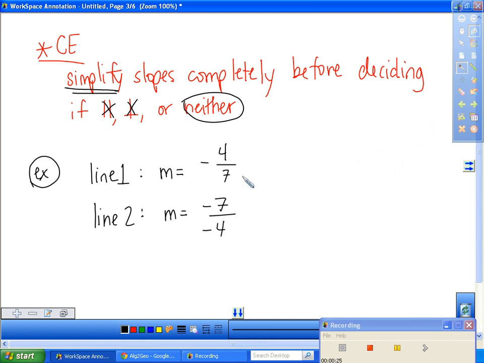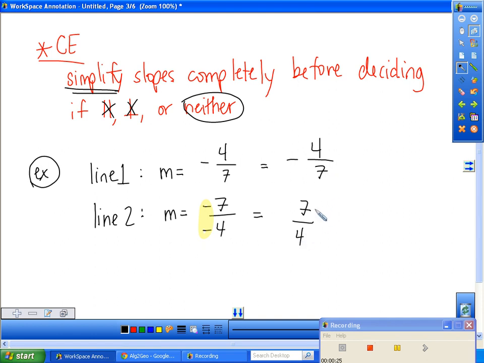We forgot to simplify. If we simplify, line 1's slope stays negative 4 over 7. But what happens when we have a negative over a negative? This actually converts to a positive. So if we simplify, now we have a positive 7 over 4. We can see that line 1 was negative, line 2 is positive, and we do have reciprocals. 4 was in the numerator, and now it's in the denominator.